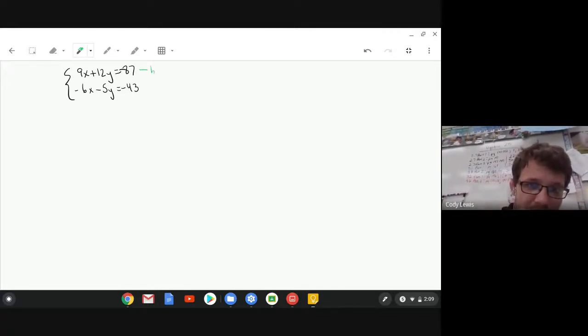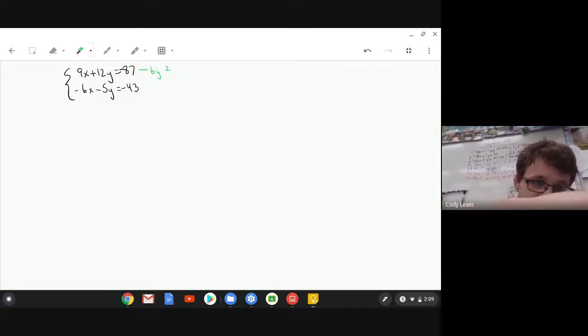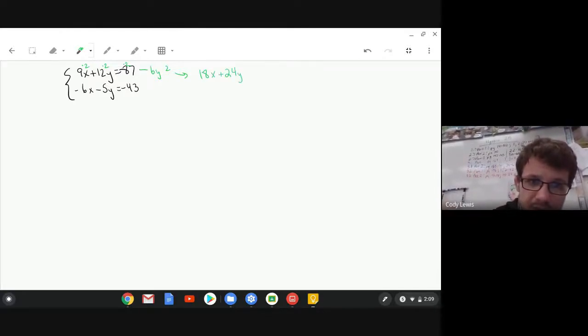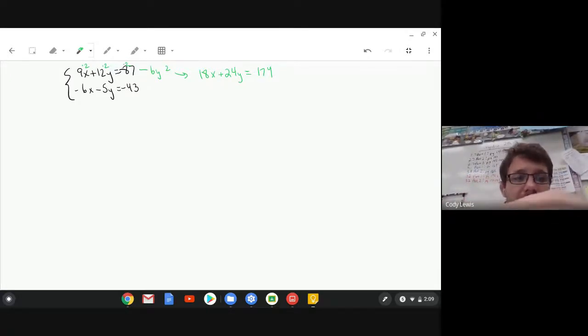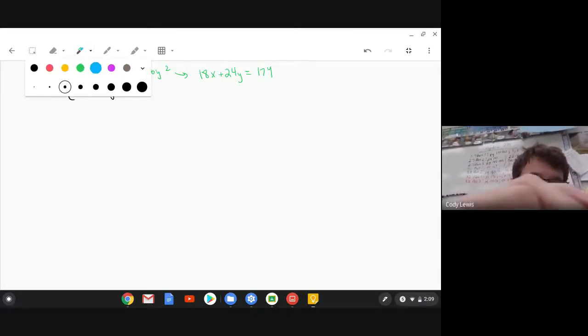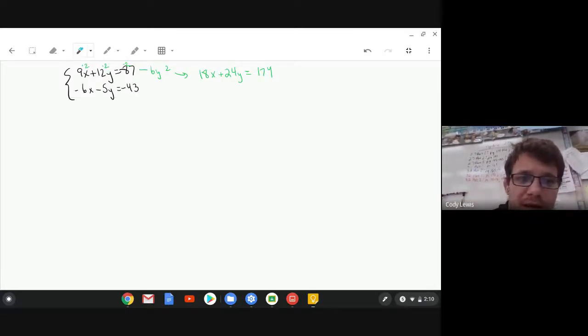So what I'm going to do is I'm going to multiply everything on the top by 2. I have to multiply this guy by 2, this guy by 2, this guy by 2. So I end up with 18x plus 24y equals 87 times 2 is 174. Let me double check just to make sure I'm not being crazy. 87 times 2, 174. Now, the bottom one, I'm going to multiply everything by 3.